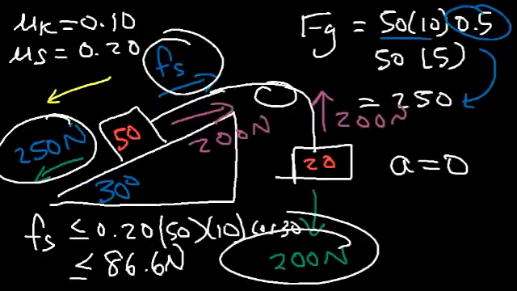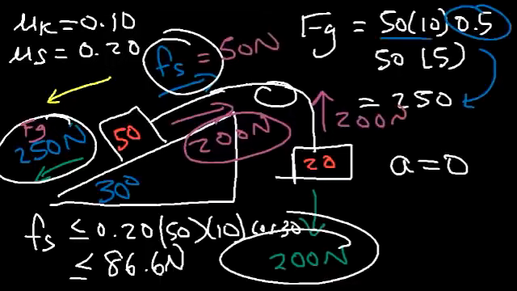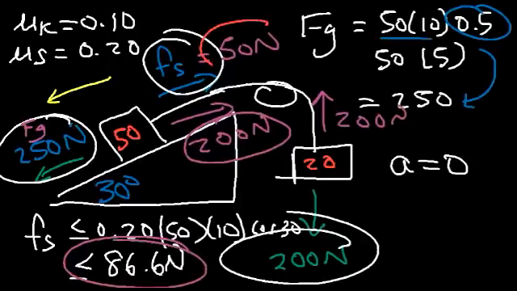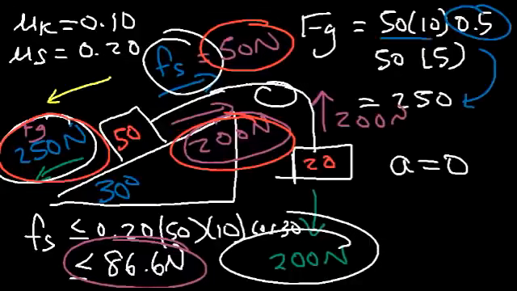So notice that F of G is balanced by the tension force and the frictional force of 50. The frictional force doesn't have to go all the way to its maximum. It only needs to be 50 to prevent the 50 kilogram block from sliding downward, because 50 and 200 is enough to balance out the 250 F of G force that wants to bring the system in the downward direction.